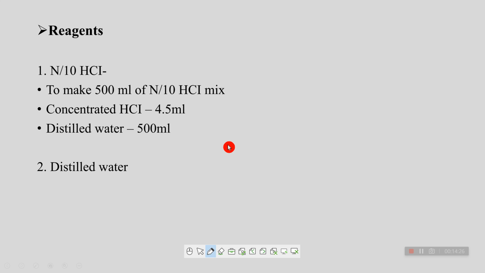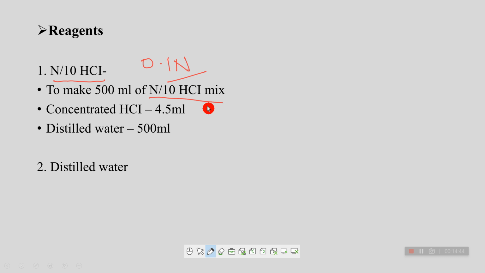Reagents for Sahli's hemoglobinometer. To assay hemoglobin with Sahli's hemoglobinometer, we need a reagent called N/10 HCl. We have to make it in 0.1 normality.